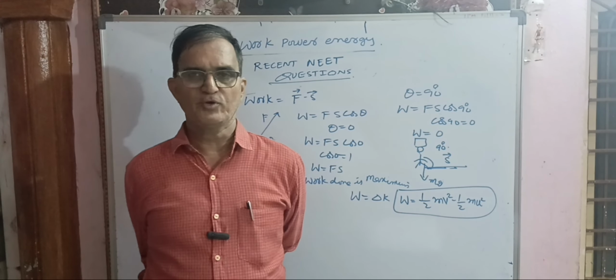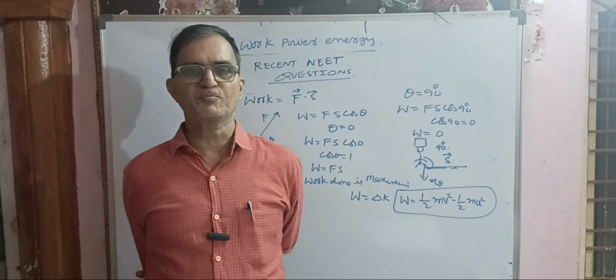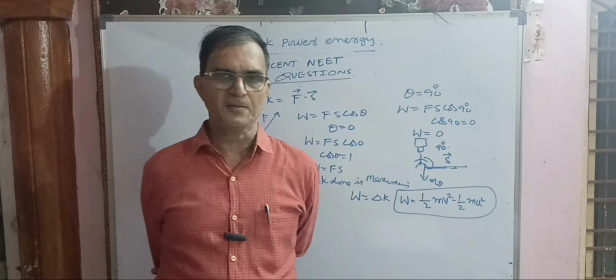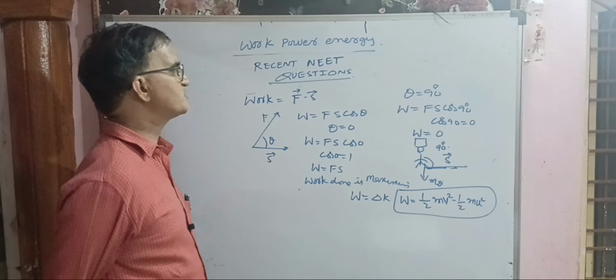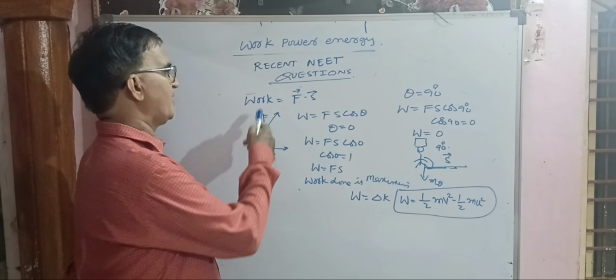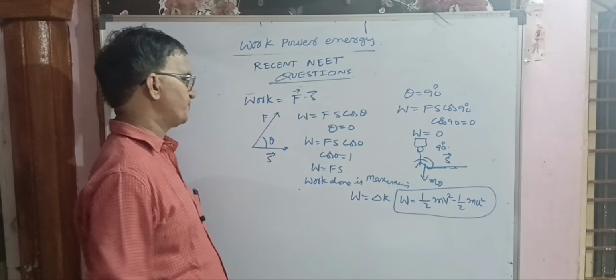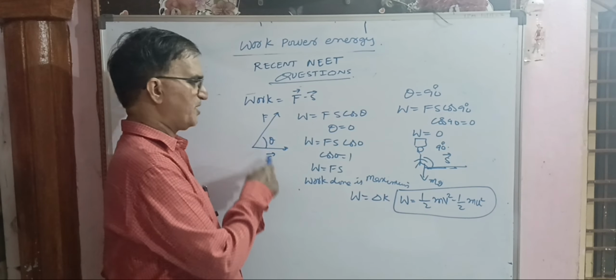Today we are going to discuss problems in work, power and energy, recently appeared NEET questions. Now in this work, power and energy chapter, we have the basic formula for work done. What is work done? F dot S, that is Fs cos theta, where theta is the angle between F and S.